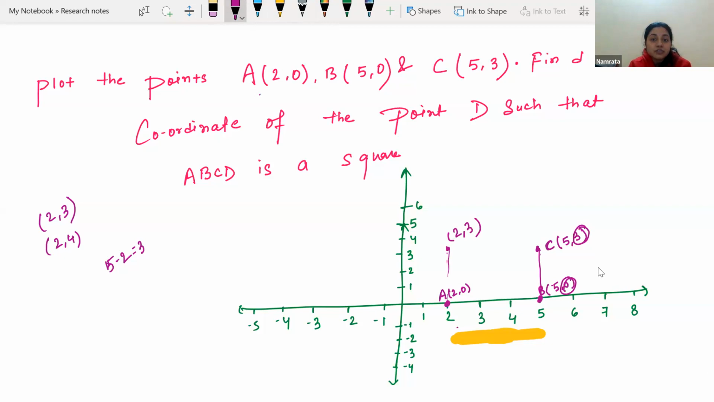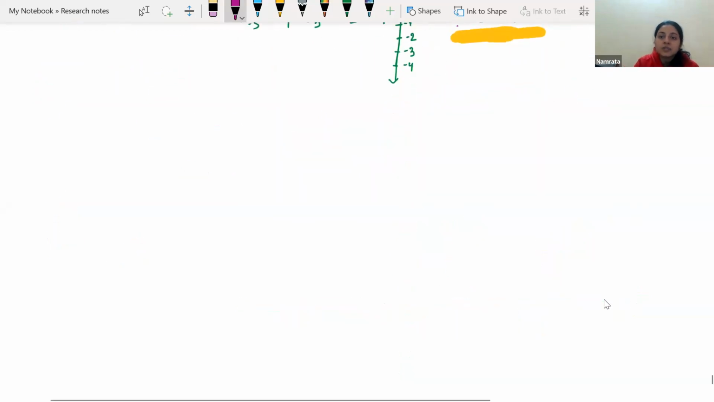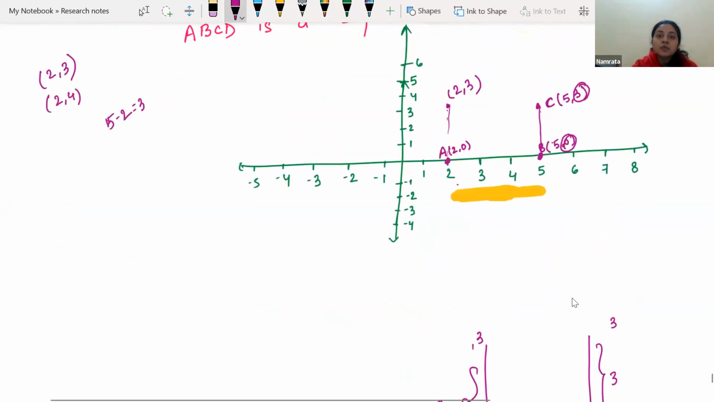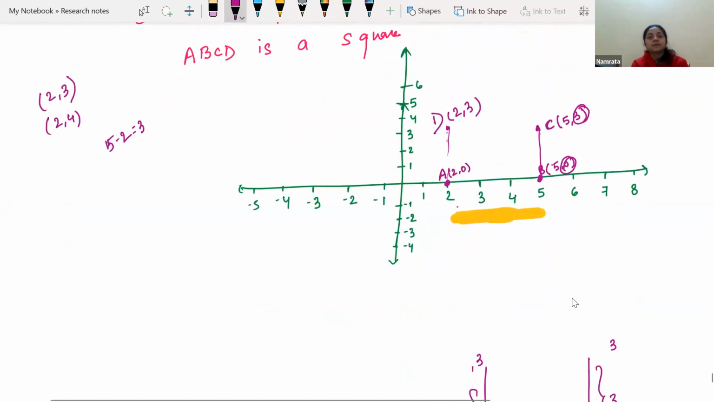Why 3? Why not 4? Because we cannot go higher. If here the height is 3 centimeters, here also the height has to be 3 only. Then and only then we can say it's a square. Both heights have to be the same. If the y coordinate here is 3, that means this total is 3, so here also the y coordinate has to be 3 only. So the coordinate of point D will be (2, 3). Are you getting it? Yes, ma'am.